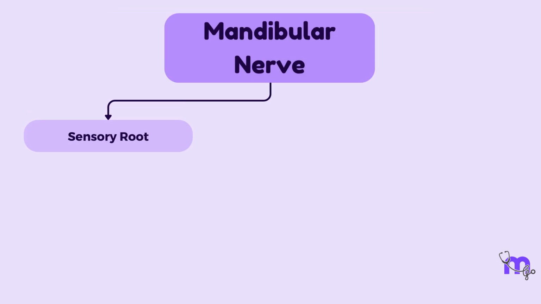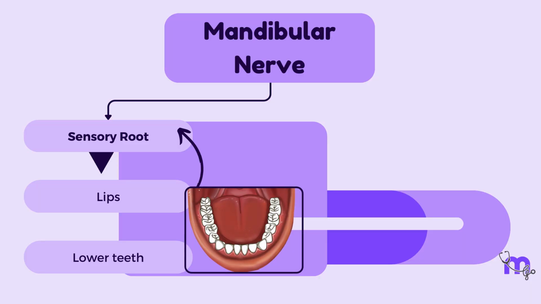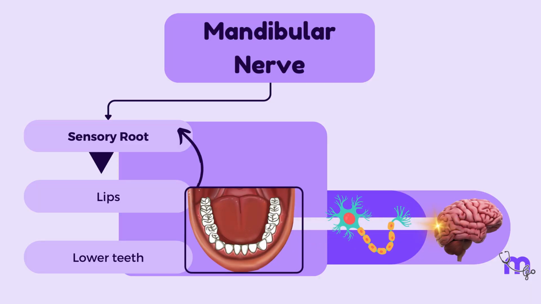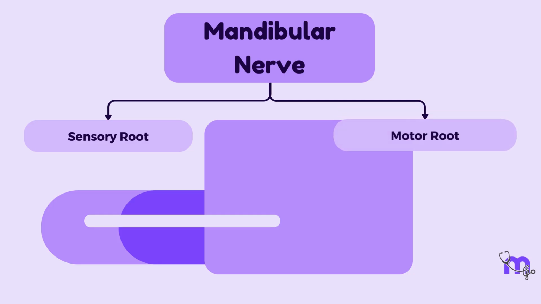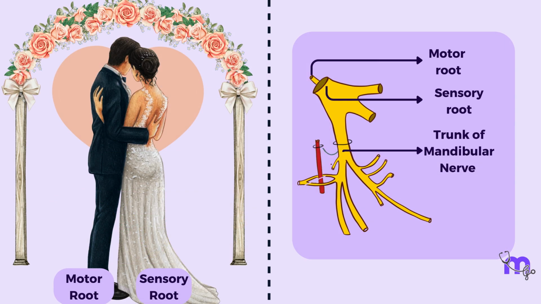The sensory root is responsible for carrying sensory information from the lips, lower teeth, and other structures of the oral cavity to the brain. The motor root, on the other hand, is responsible for carrying motor information from the brain to the muscles of mastication. These muscles are responsible for moving the jaw during chewing and biting. Both roots unite to make the trunk of the mandibular nerve.